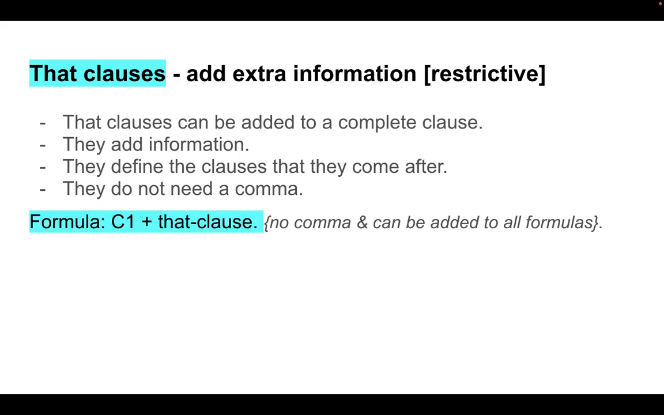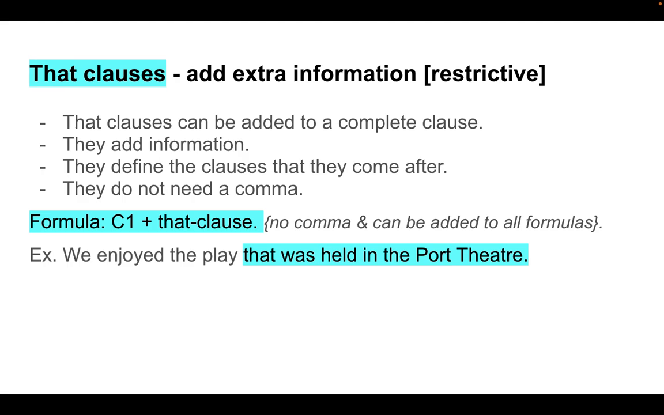So here's our formula. You have the clause that you're going to tell us more about, and then you add a that clause directly after. So no comma, and again, we can add them to any of our existing sentence formulas. So this is like an add-on. Let's look at some examples. Example 1: We enjoyed the play that was held in the Port Theatre. So you'll notice the first part, we enjoyed the play. It's a complete idea, but we've decided that talking about where the play was held is really important to maybe the rest of the paragraph. So we're using a that clause to add this restrictive information onto the initial sentence.